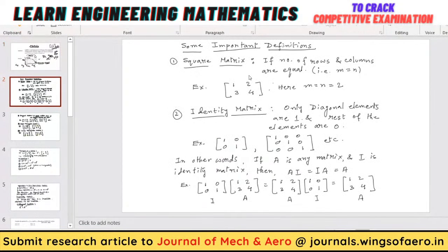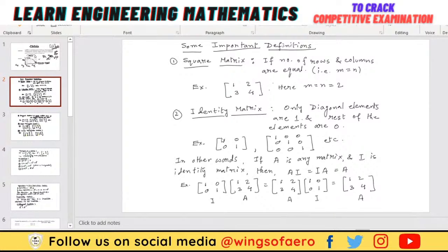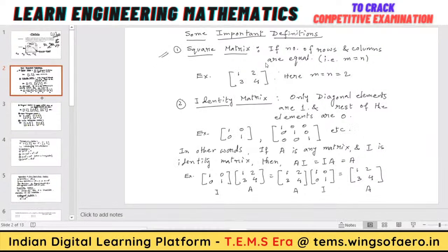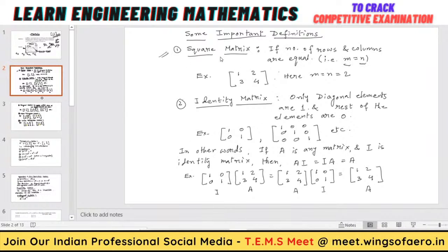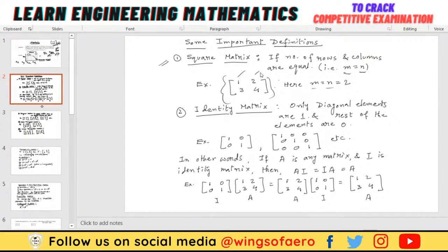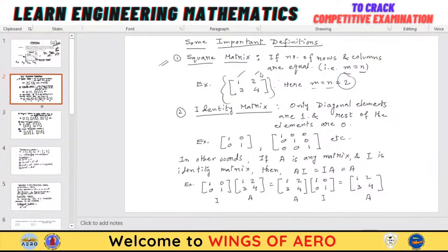Now, some very important definitions which are applicable for the GATE examination. You have to know some properties, and some very basic definitions. First of all, the square matrix. A square matrix is one where the number of rows and the number of columns are equal. Look at this matrix, 1, 2, 3, 4. The number of rows and columns, m and n, are both equal to 2, so it is a square matrix.